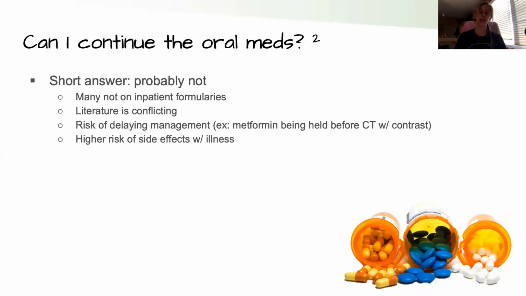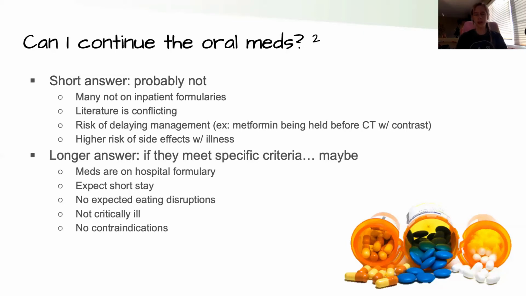For example, we usually hold metformin in the hospital because if we need to do a stat CT scan or other scan with contrast, it can complicate that picture if they've been on their metformin, because the recommendation is to hold the metformin for 24 hours before IV contrast. You also have higher risks of side effects with some of these oral medications with acute illness, and so it just kind of simplifies the picture when we have a complicated patient with an acute illness if we stop those home meds and just start insulin that we can control.